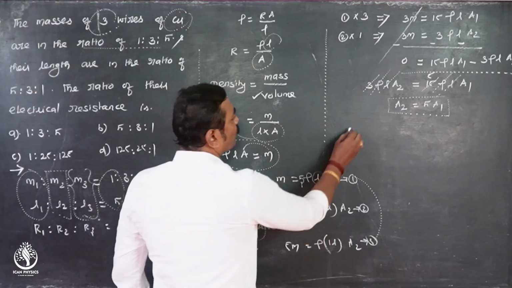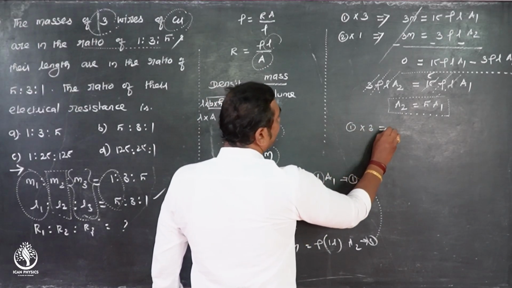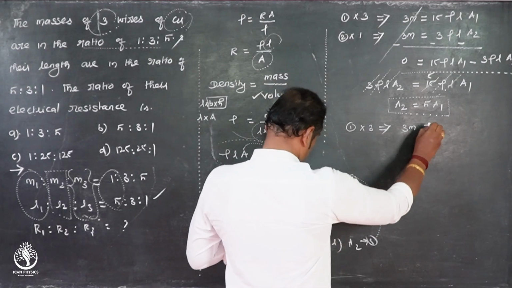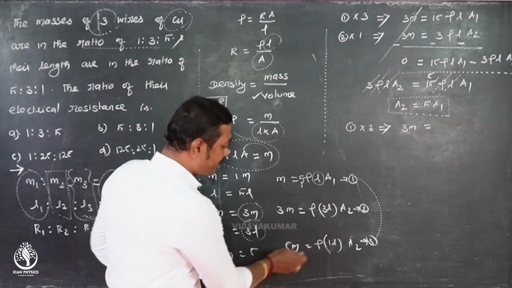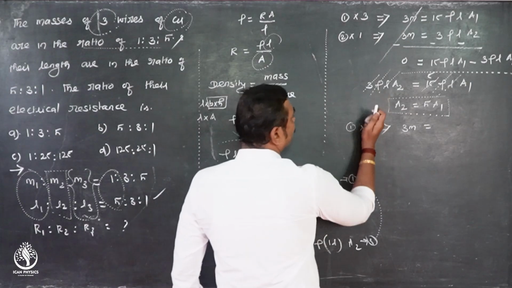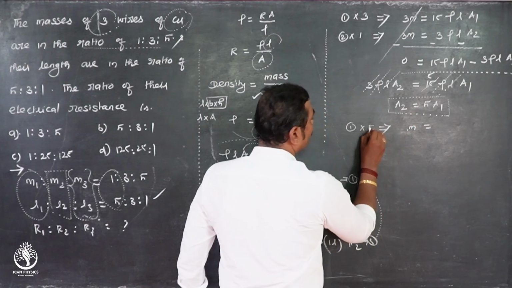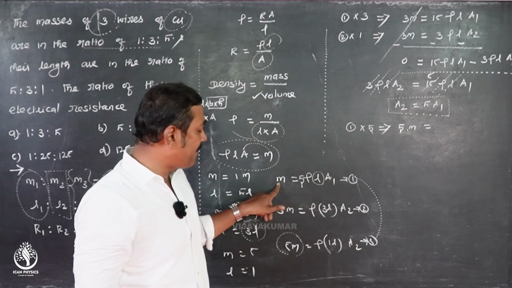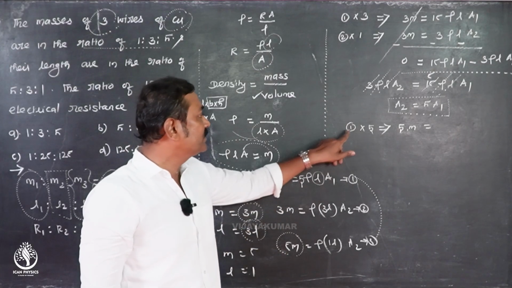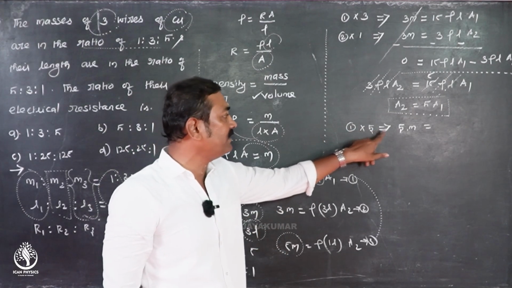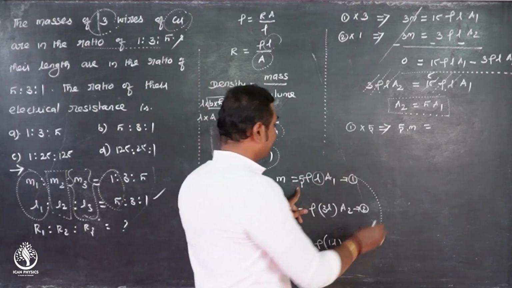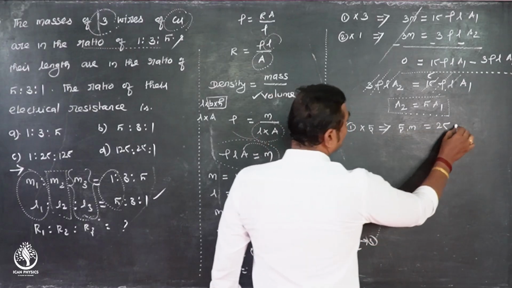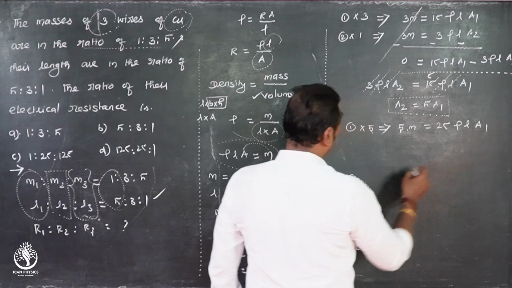Once again, equation 1 is multiplied by 3, so we can get 3 times of m. Sorry, here you are having 5m, so it is multiplied by 5. Here we are having 1m, here we are having 5m, so equation 1 is multiplied by 5. So 5m equal to 5 5s are 25, so 25 times of rho L A1.